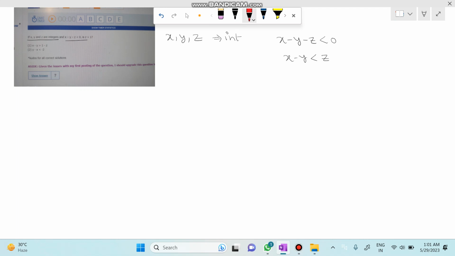So if I have to plot this information on a number line, I know that x minus y will always lie to the left of z. Now I do not know the absolute position of any of these variables. I do not know where 0 is, I do not know where 1 is, I do not even know if x minus y is positive, negative, whatever it might be. The relative position is such that x minus y always lies to the left of z. So that's the information from the question stem.